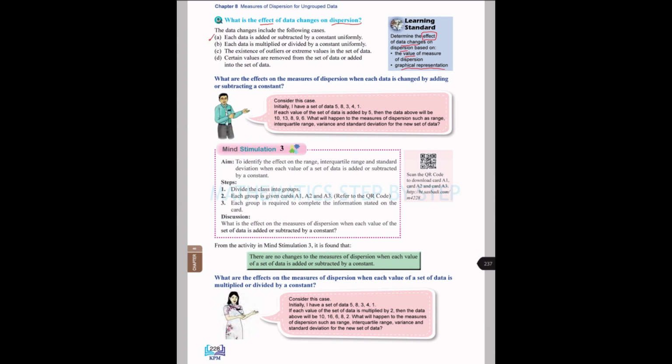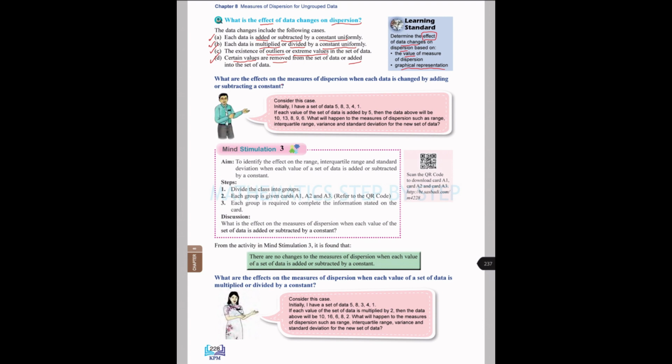So these are the few kinds of data changes. First one, each data is added or subtracted by a constant uniformly. Second case, each data is multiplied or divided by a constant uniformly. Then the third case, the existence of outliers or extreme values in the set of data. And lastly, certain values are removed from the set of data or added into the set of data. Okay, so coming next, we'll learn a lot of different examples on all these. So do not worry.